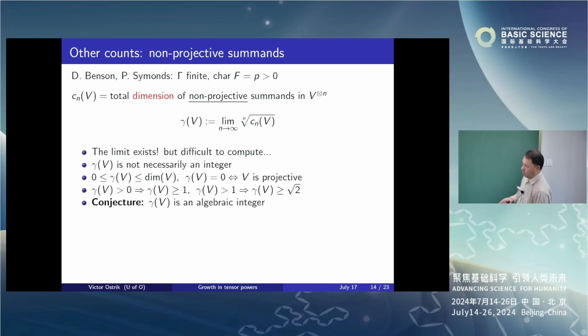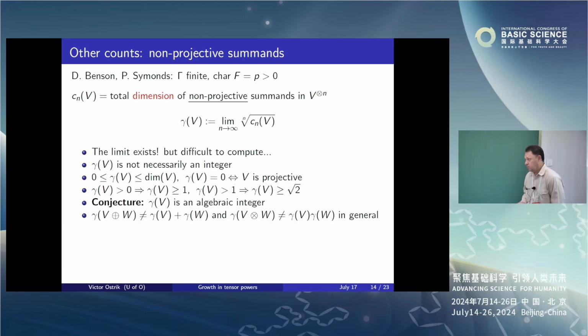Conjecturally, this number is always an algebraic integer, but this seems to be a very difficult conjecture at this moment. You can show by examples that in general this number is not additive and is not multiplicative. If you want to compute it for a direct sum, it's not the sum of values for the summands. If you want to compute it for a tensor product, in general it's not the product of values for the factors.